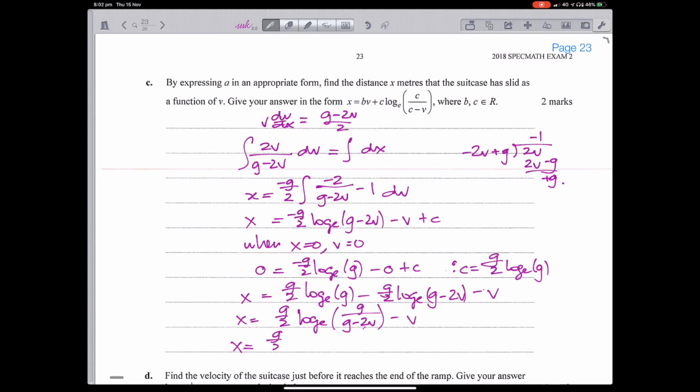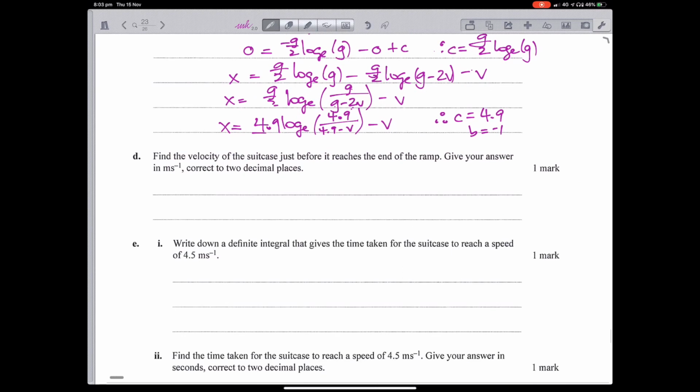So we get x equals g on 2 log e of g on 2. We can change it to 4.9 if you want, it should make it a bit easier. So 4.9 log e, if I divide g by 2 I get 4.9, if I divide that by 2 I just get v, and then minus v. So therefore, C is equal to 4.9, because it's got to be the same for all of them, which it is. And B is negative 1.